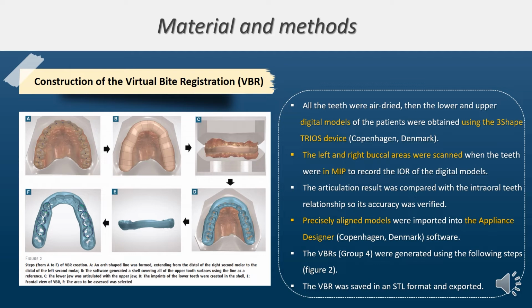Step-by-step creation of the virtual bite registration is shown in figures A to D. First of all, the upper teeth were covered with a virtual bar, and then virtual bar edges were reshaped according to the borders of the teeth, as shown in figure B. After that, the models were brought into articulation and imprints of the upper and lower teeth were created on the virtual bar. Finally, the VBR was saved in an STL format and exported.